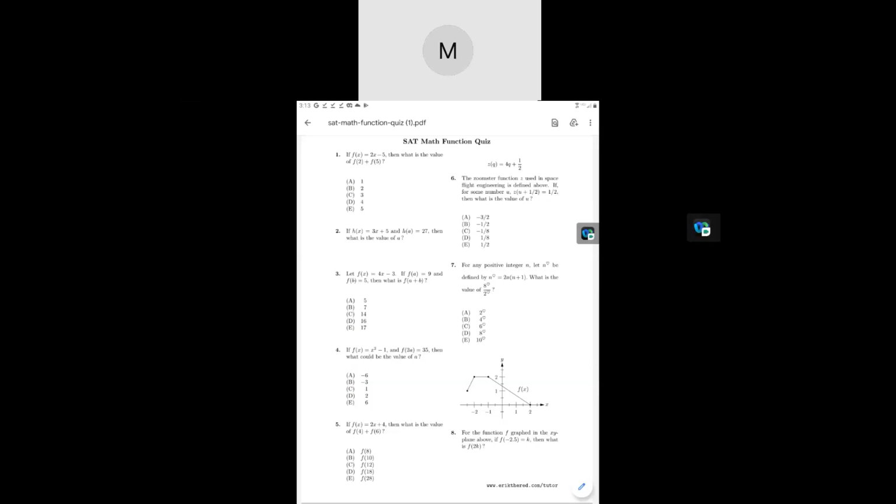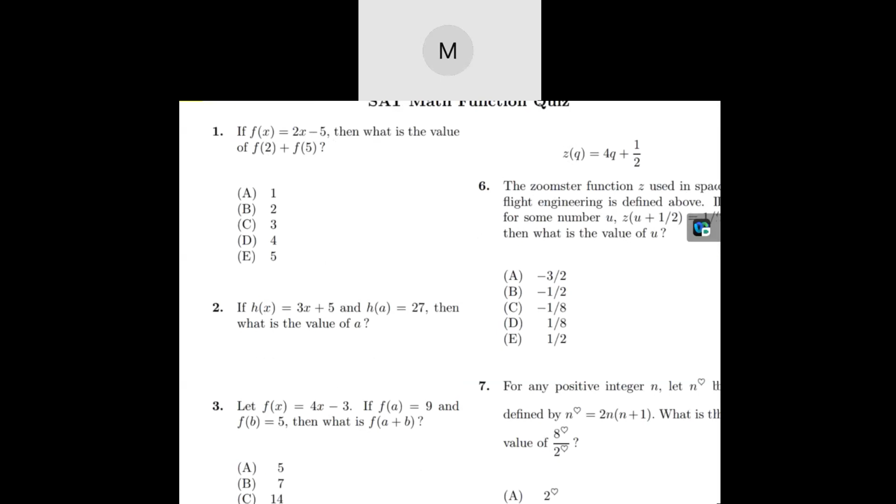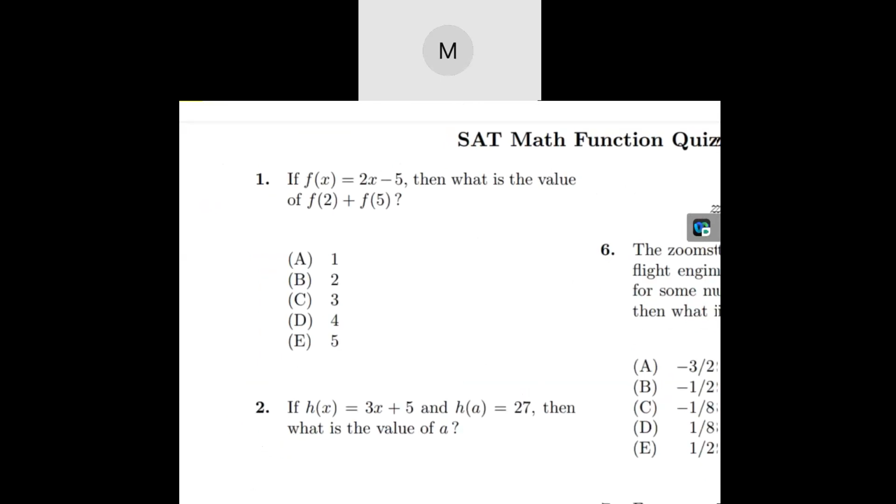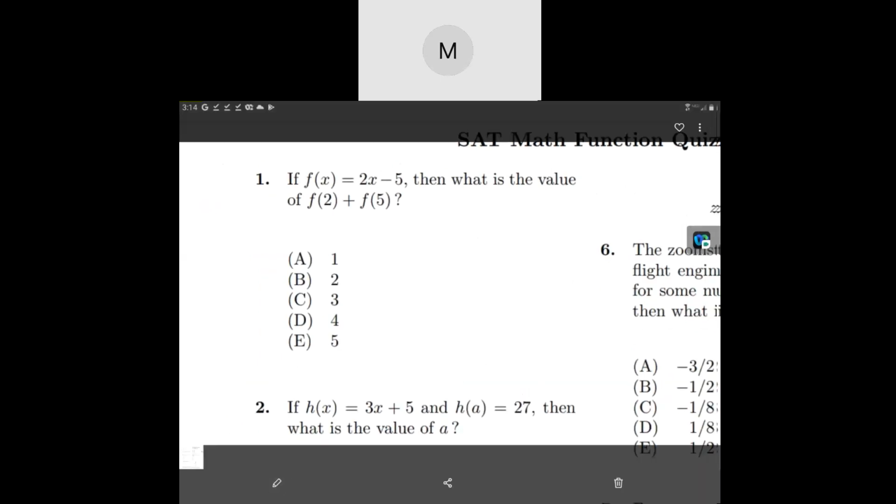Hello everyone. So today we'll be continuing our discussion on functions. We talked about it last time, where we learned what functions are, and today we'll be focusing on how to solve problems related to functions. So with that said, let's get started. We'll start off here with our question one that we see here.